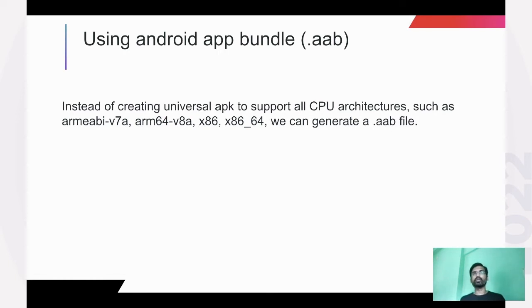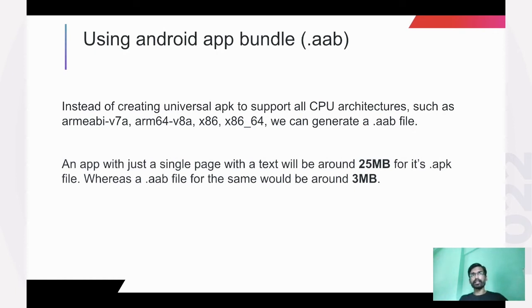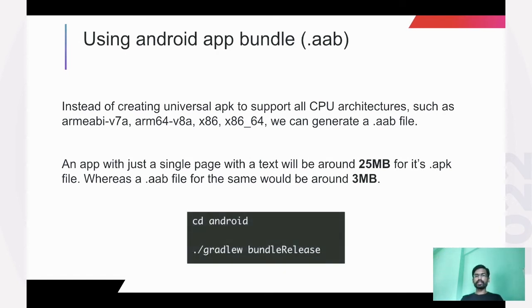But now what we can do is use an app bundle and upload that instead. The app bundle will not include all those architectures, but those architectures will be integrated on the Play Store end. So the size can be reduced drastically. With a universal APK, a stock React Native app would be around 25 MB, and with just creating an app bundle, you can see we can reduce it back to 3 MB. That's a huge benefit, and we can achieve that very easily just using this command. It's as simple as that, and it will generate a .aab file, and we can upload that .aab file to the Play Store.